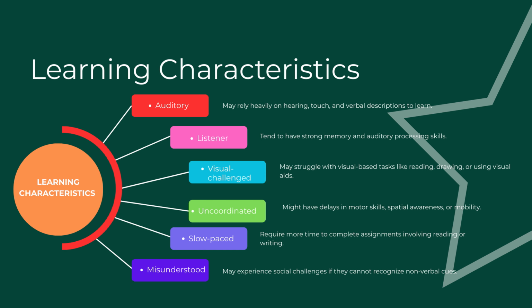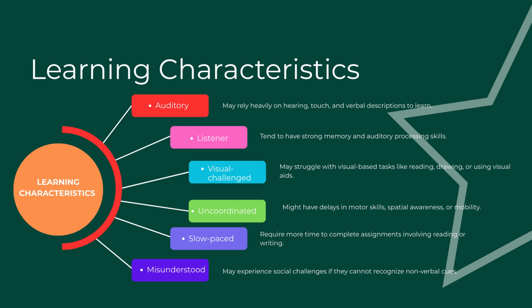So next, I'll be sharing some learning characteristics that can be observed in learners with difficulty seeing. These are students who may have low vision or are visually impaired. Because of this, they develop unique ways of learning and may show certain behaviors in the classroom. So the first one is auditory: they may rely heavily on hearing, touch, and verbal descriptions to learn. Since these learners cannot rely on vision, they often learn through hearing. They might prefer listening to the teacher's voice, audiobooks, or recorded lessons because it helps them understand better.